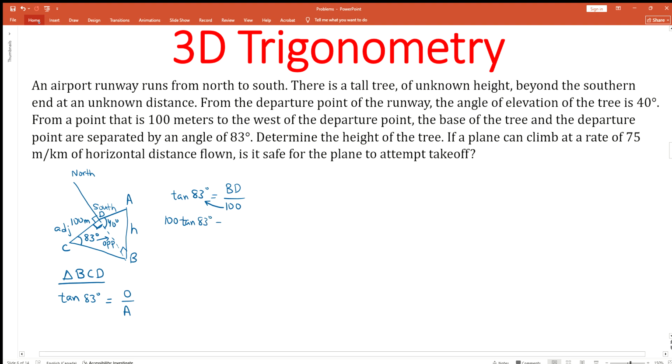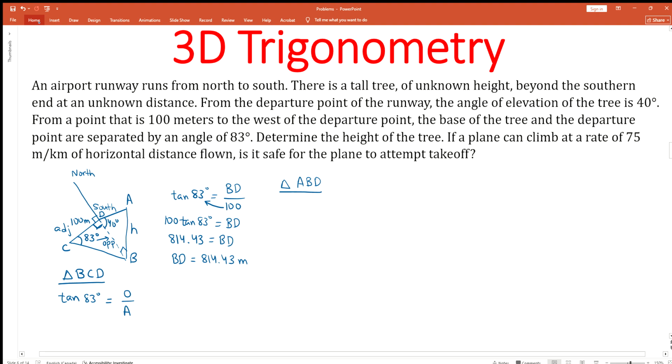I get 814.43 rounded to 2 decimal places. Therefore, the length of side BD is 814.43 meters. Now we can analyze triangle ABD to find the height of the tree.